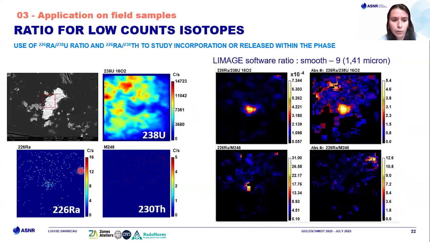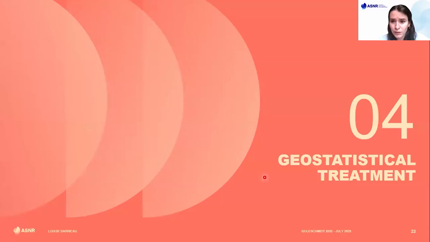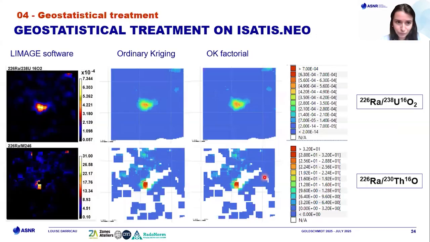But as you can see, for radium and thorium, we still have really low signal. So when we do the ratio of two elements with really low signal, we obtain images that are a bit difficult to interpret. And here, we don't have enough data. So we wanted to try a bit of data treatment. For this, we use geostatistical tools.